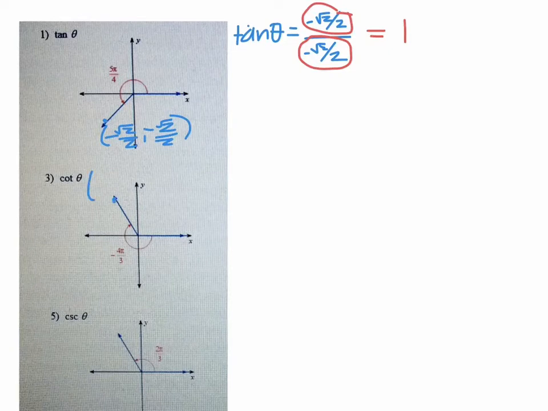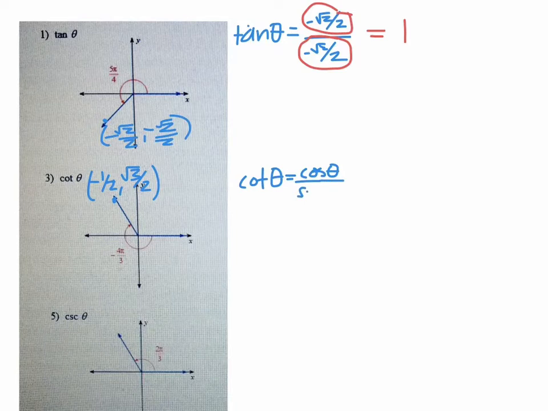All right, for this one, I know I'm doing the odds and then I'll do the evens, just because it was easy to copy and paste that way. The point for -4π/3 is (-1/2, √3/2). So cotangent is the reciprocal of tangent, which means it's going to be cosine over sine instead of sine over cosine like the first one. So if I do cosine over sine, that's going to be -1/2 over √3/2.